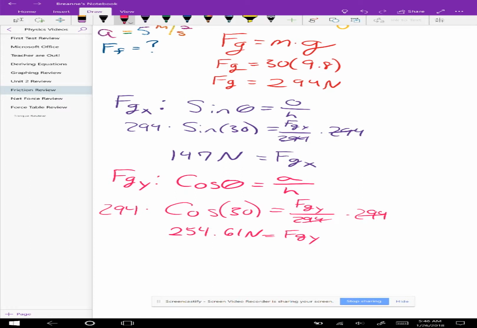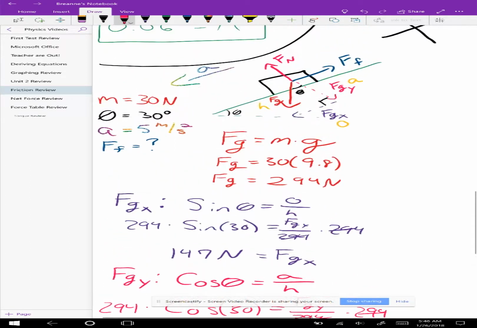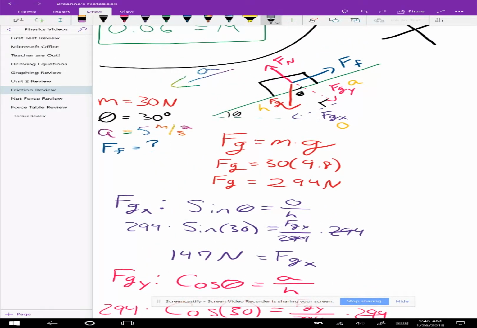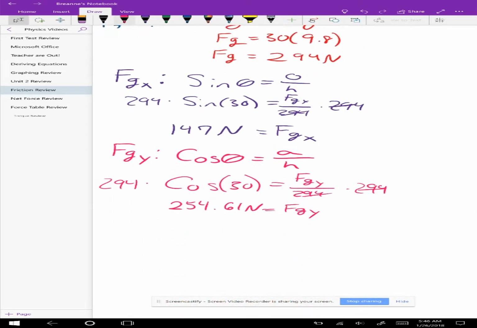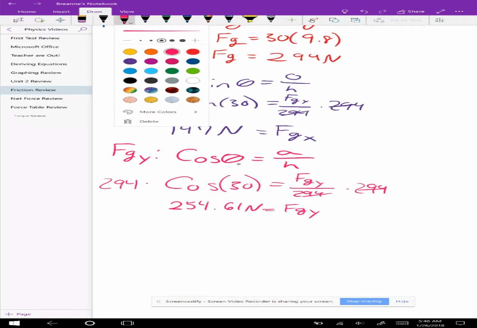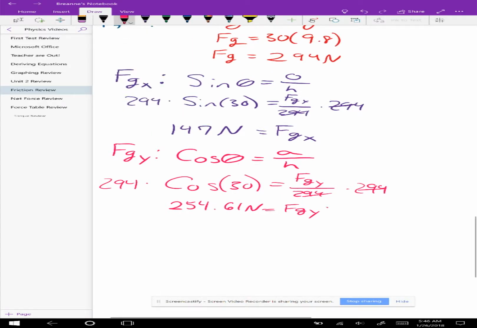So we figured out the force of gravity in the y, and we figured out the force of gravity in the x. Now, if you remember, the force of gravity in the y and the force of normal are equal. And that's because it's not moving in the y direction. The box is not coming off the angle. It's just going down, so it's moving in the x. It's not moving in the y. So they equal each other. So that's also our force of normal.